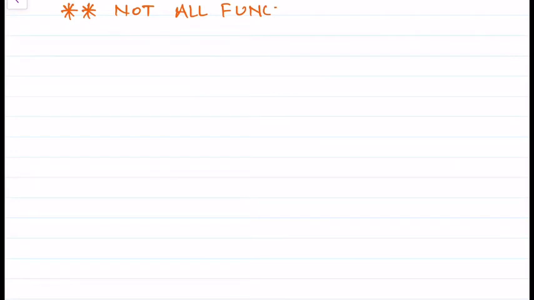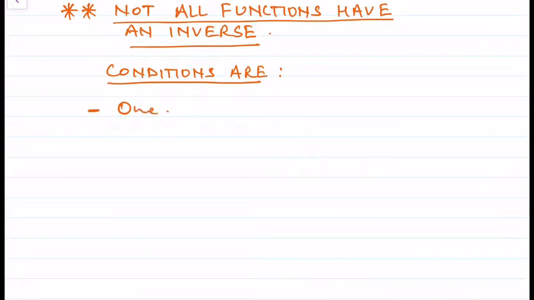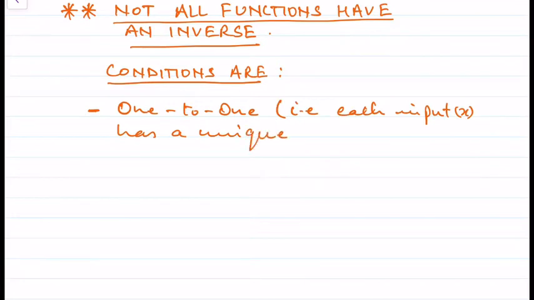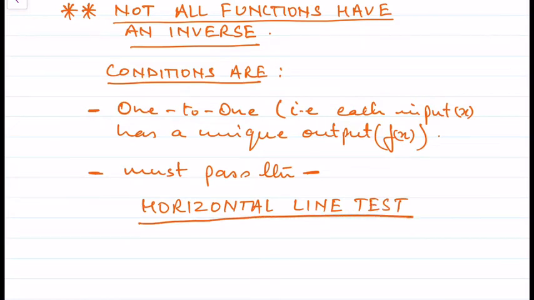not all functions have an inverse. So there are some conditions for a function to have an inverse, and these conditions are: the function should be 1-to-1, that is each input x has a unique output f(x). Also it must pass the horizontal line test. So these are the conditions for a function to have an inverse.